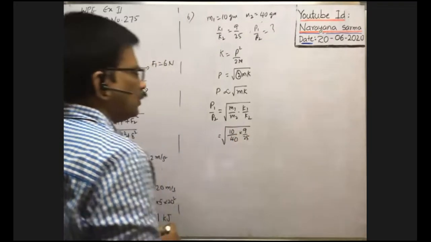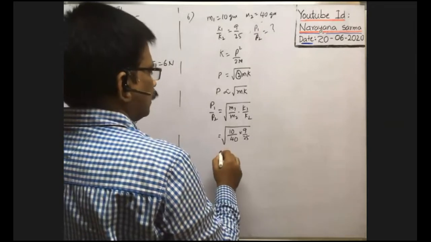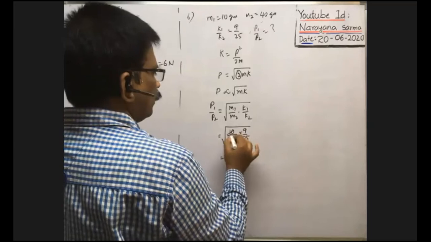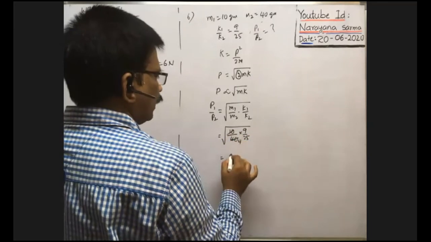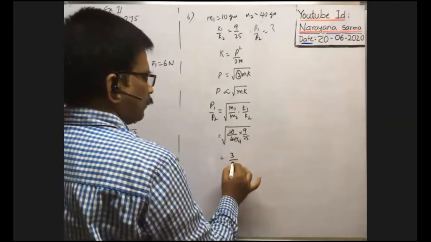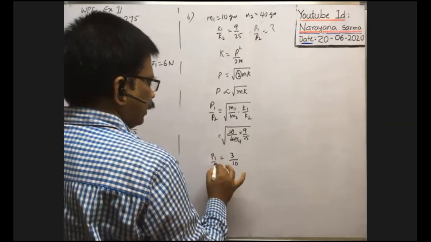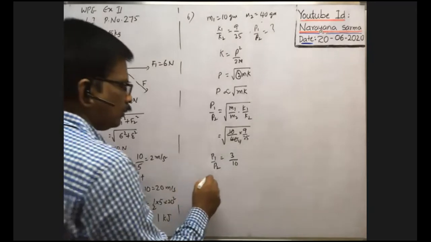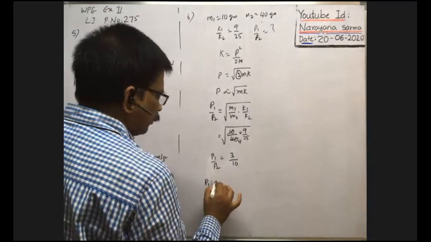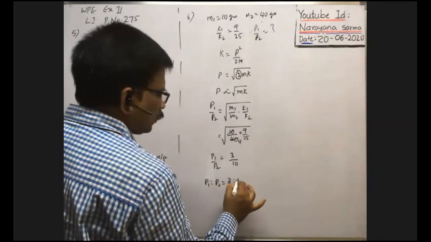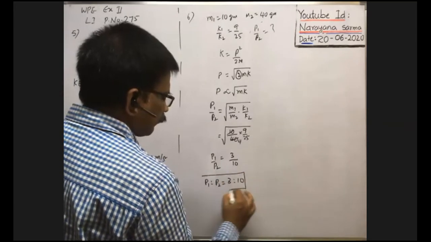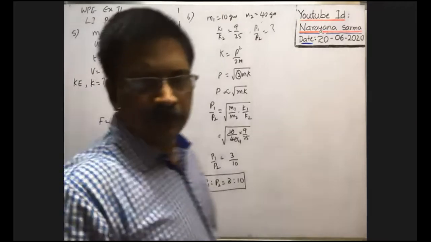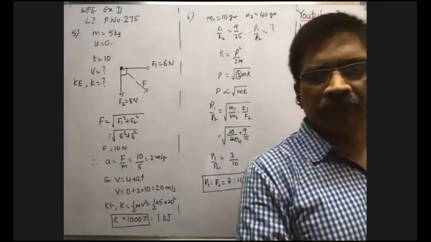9 by 25. Therefore, this is equal to, okay, 4s are... Therefore, 3 by 2 into 5, 10. So P1 by P2 is equal to 3 is to 10. P1 by P2 is equal to 3 by 10. So P1 is to P2 is equal to 3 is to 10. This is the answer. Okay. Yeah, 3 is to 10.